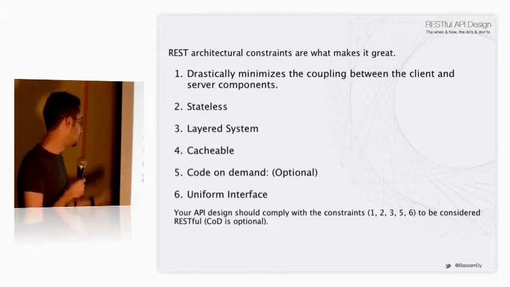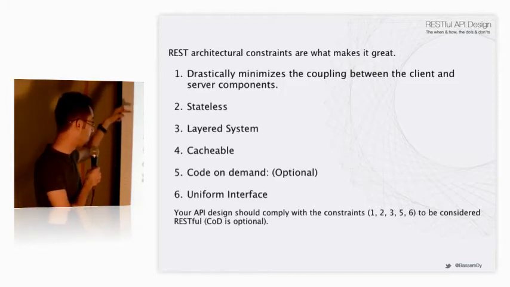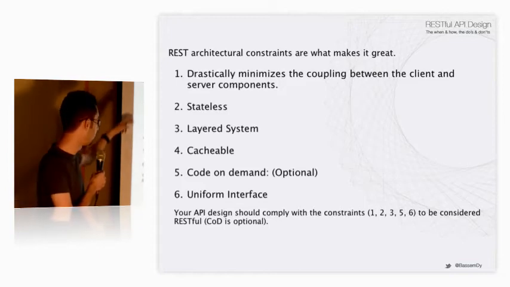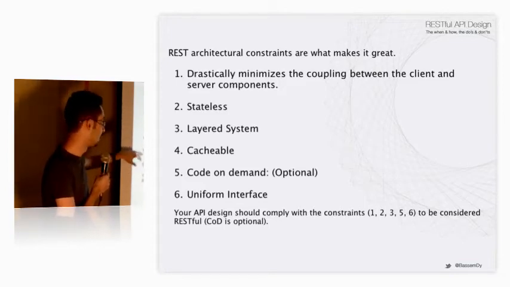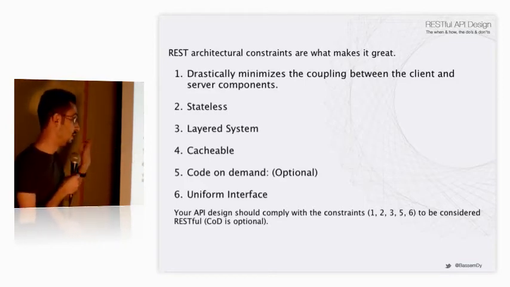It's a uniform interface. Now, your API should comply with constraints 1, 2, 3, 4, and 6. Number 5, sorry about this mistake, number 5 is actually optional. You don't need to service code on demand.